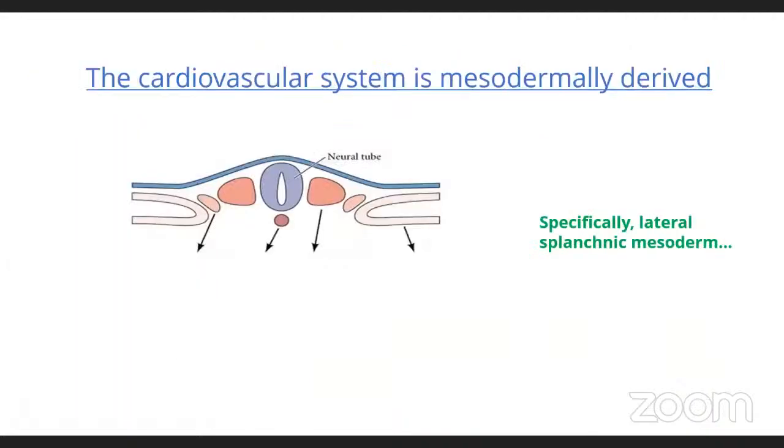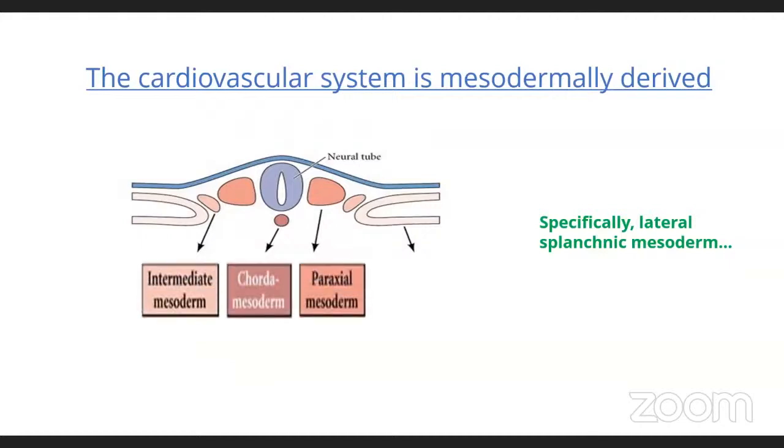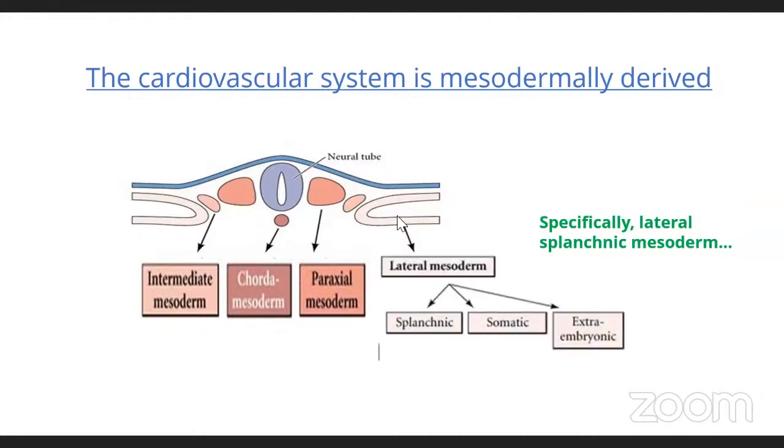When you look at the 3 components of it, this is called the paraxial mesoderm. Lateral to it is the intermediate mesoderm, and this section, what you can see here, is the lateral plate mesoderm. This is called the somatic layer, and the most medial part is the splanchnic layer of mesoderm. And the heart tube develops from the lateral plate splanchnic mesoderm.